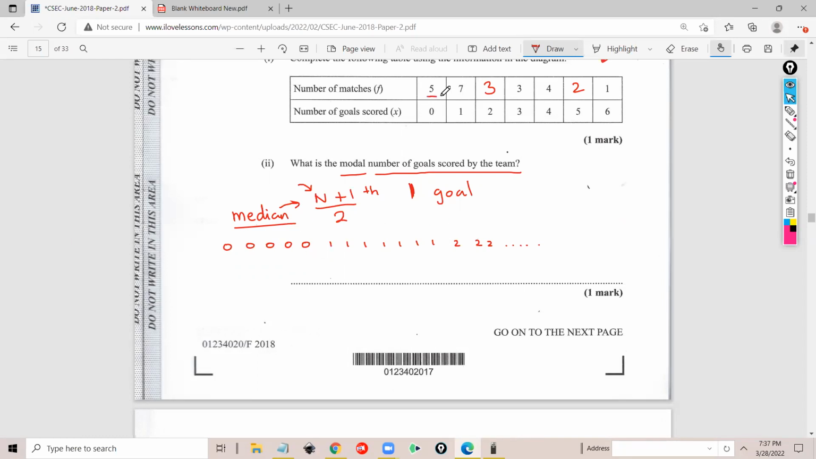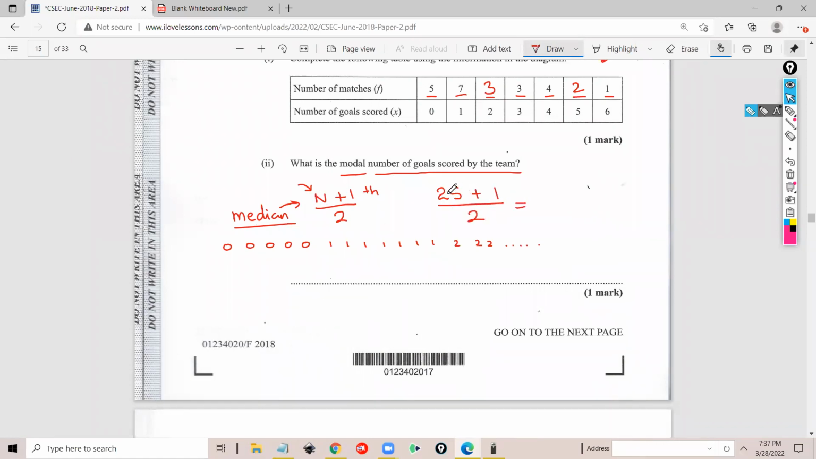Remember, you have 5 plus 7 plus 3 plus 3 plus 4 plus 2 plus 1. How much would I get in all? I think I would get 25. So that means we have 25 scores in all. So let's use this formula and see what we get. If we replace the n with 25, it's 25 plus 1 divided by 2.